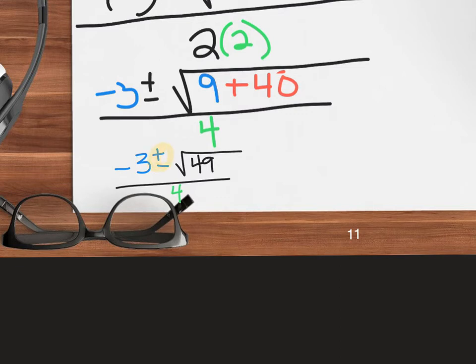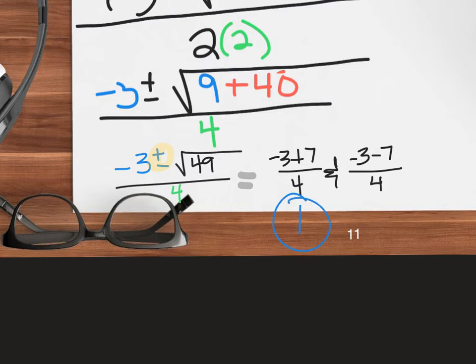So now what we do is we say, okay, well, what's the square root of 49? The square root of 49 is 7. So now what we have is this. We have 2 equations. We have negative 3 plus 7 divided by 4 and negative 3 minus 7 divided by 4. So now when I go in and simplify those, negative 3 plus 7 is 4. 4 divided by 4 is 1. So there's one of our solutions.